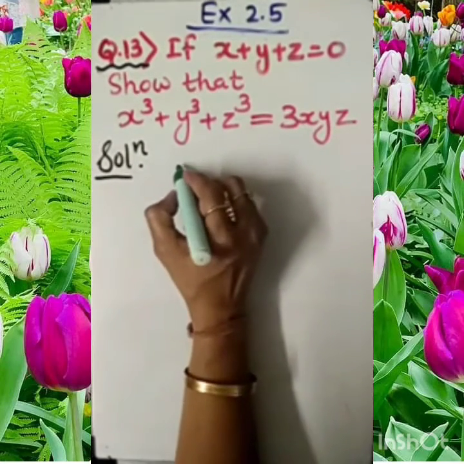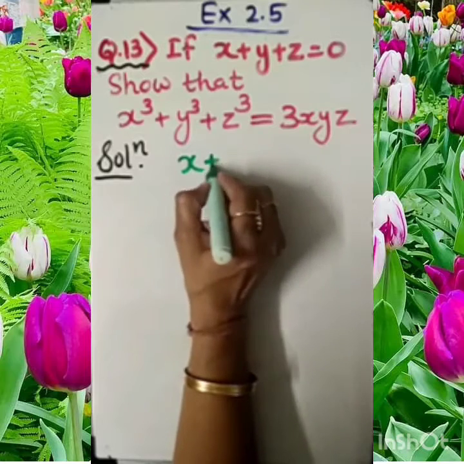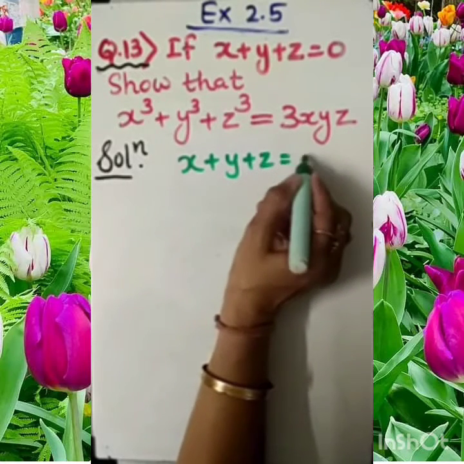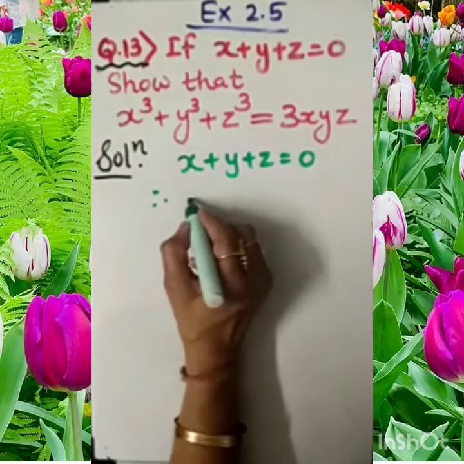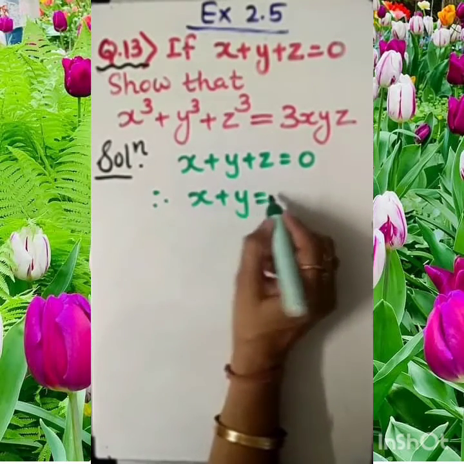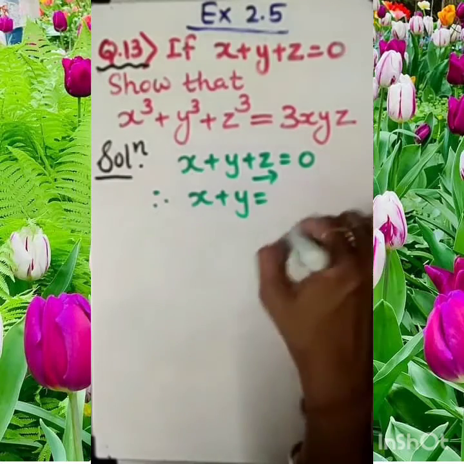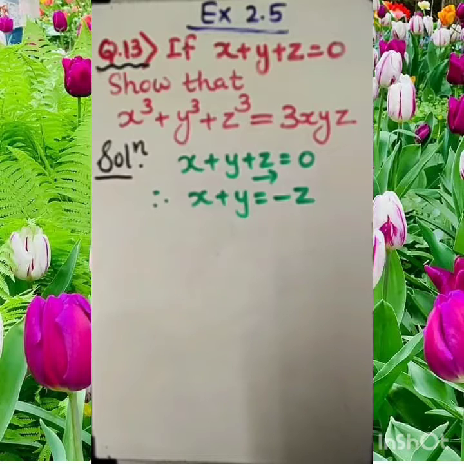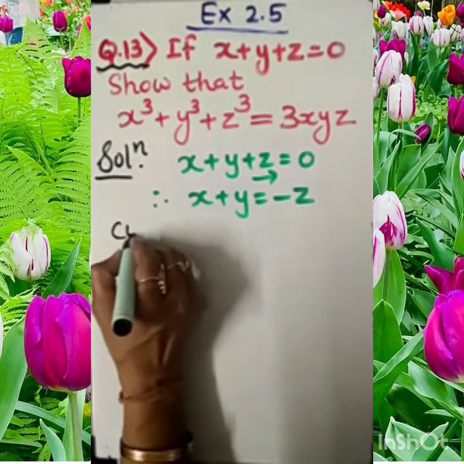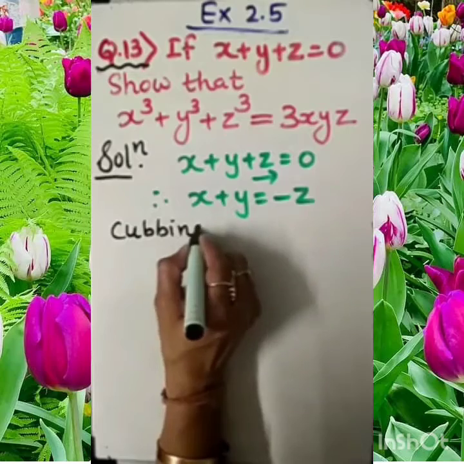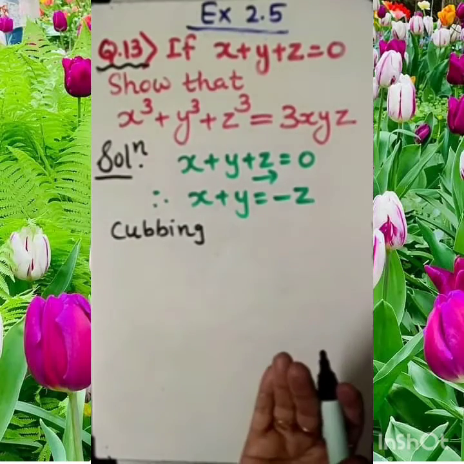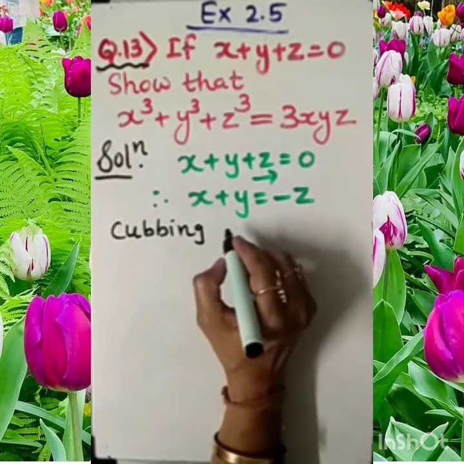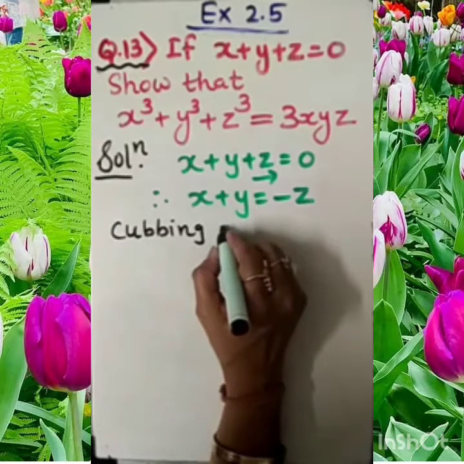Now what we are given here is x plus y plus z equal to 0. Therefore, can I say x plus y equal to this z I am transposing to the right side, so it will become minus z, right? X plus y equal to minus z. Now cubing both the sides, okay? What we are doing? Cubing means we are doing the squaring. We are habitual of doing squaring. Here in place of that we are doing cubing both the sides.